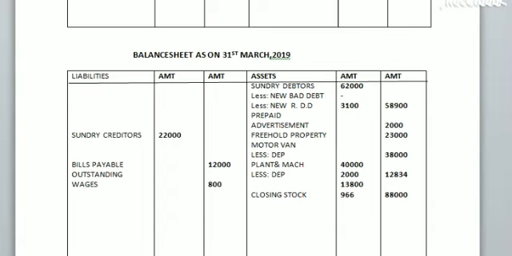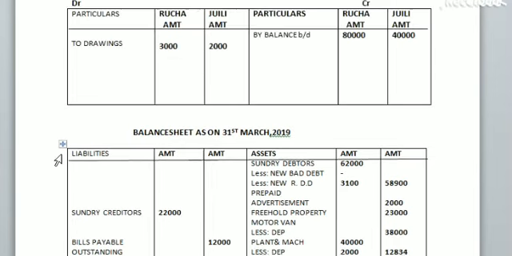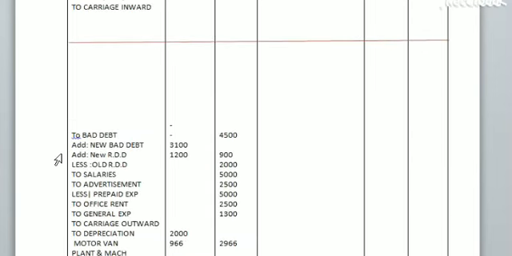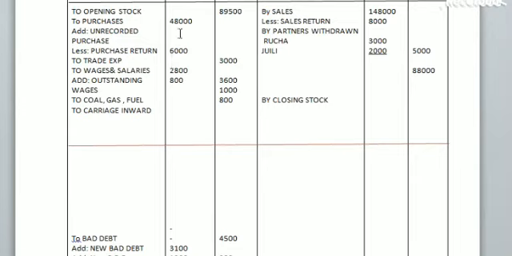And now the last adjustment here is unrecorded purchase 6,000 rupees. We will add to purchase here 6,000 rupees. So 48,000 and 6,000 first we will add, and from that we are going to minus purchase return, that is 6,000 rupees. Now the amount will come in outer column, 48,000 rupees.